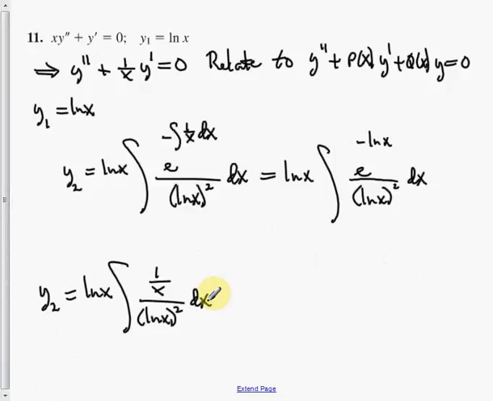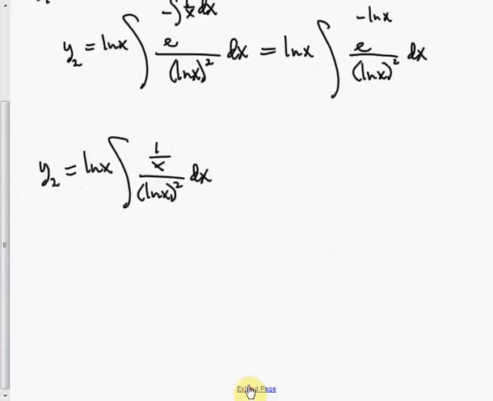Okay, so this is the natural log of x times the integral of 1 over x times the natural log of x, squared, dx. How do we integrate that? Have you seen that integral before? Not talking about the natural log of x in the front, it's just the coefficient, so it has no bearing on the integration.